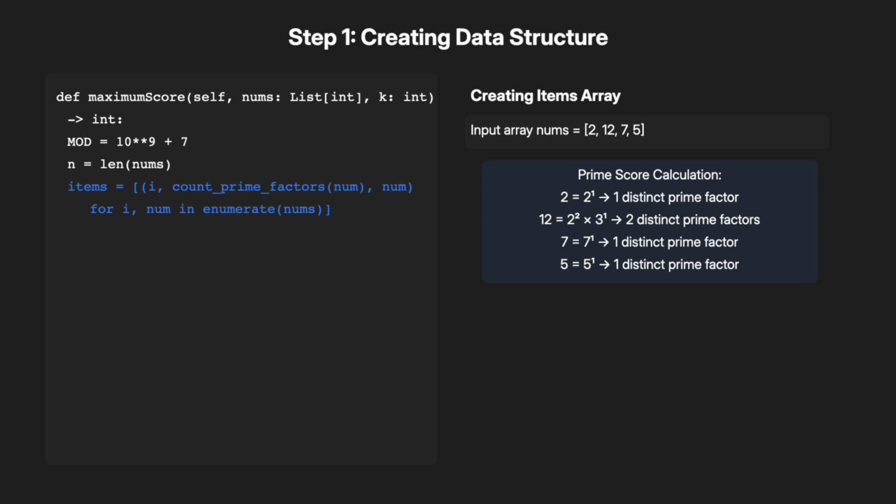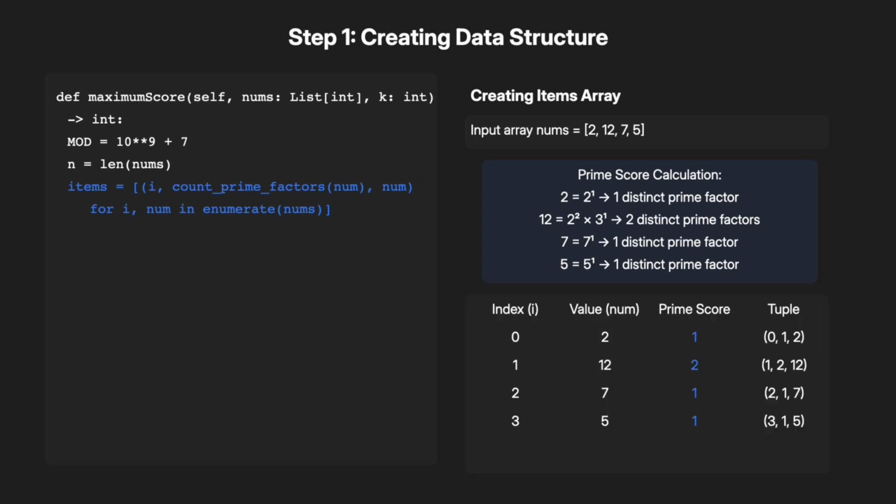In our example with input array 2, 12, 7, 5, we calculate the prime scores. 2 has 1 prime factor, 12 has 2 prime factors, 2 and 3. 7 has 1 prime factor, and 5 has 1 prime factor. This gives us items such as (0, 1, 2), (1, 2, 12), (2, 1, 7), (3, 1, 5). We also initialize arrays for left and right boundaries, which we'll use in the next steps to efficiently count subarrays.